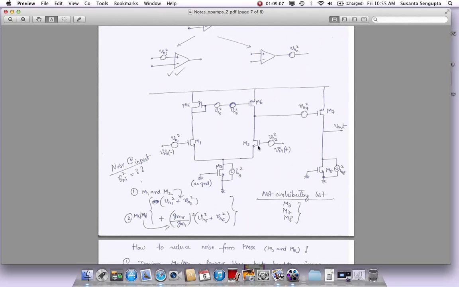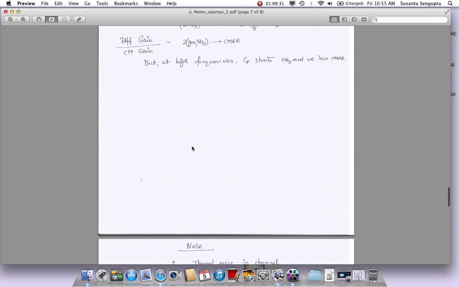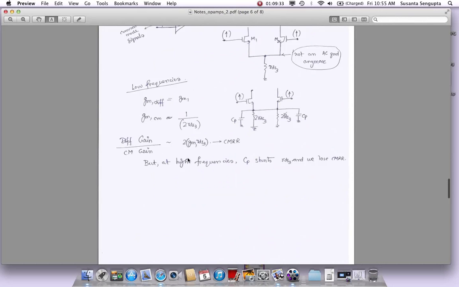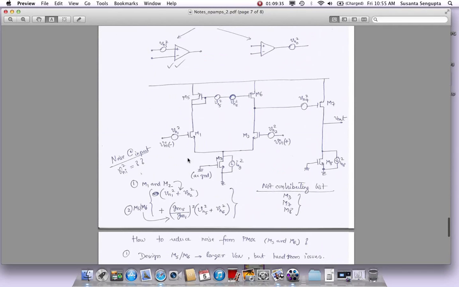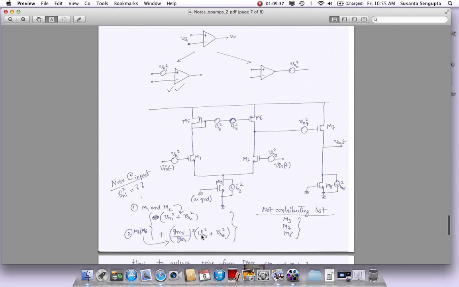We'll do things like making devices bigger and increasing current, but we want these input devices to be the dominant source of noise. We don't want these PMOSs to be equally dominant, and to achieve that goal, we will reduce the GM of the PMOS device compared to the NMOS. Not like what we had in the design example, where the GM of the PMOS and NMOS were equal. I will not go back, but you can go and check it.